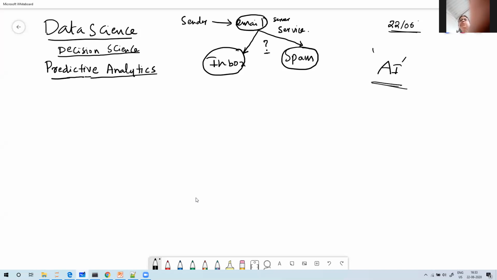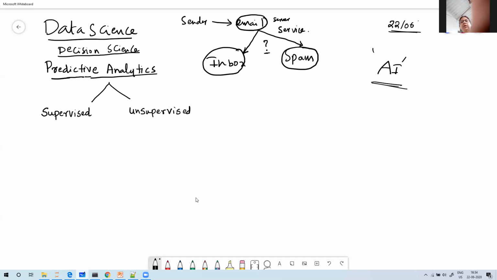For today, let's start with predictive analytics, the main part of data science. It's divided into two types. One is called supervised learning, and the other one is called unsupervised learning. Now, what is supervised learning and what is unsupervised learning?